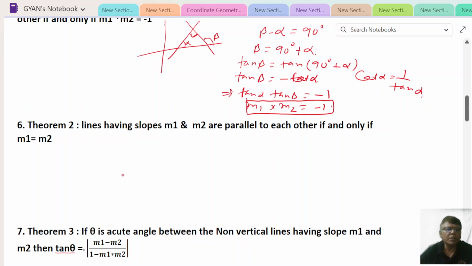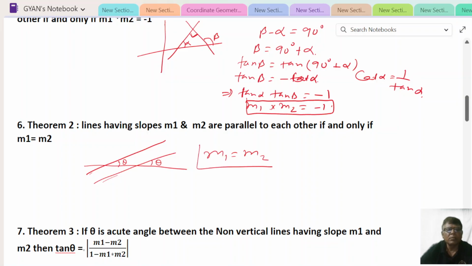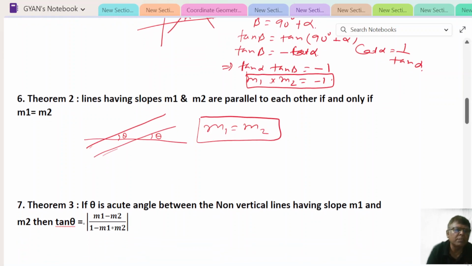If two lines are parallel to each other, then this angle and this angle will be equal, because the lines are parallel. So slope M1 is equal to M2. So if the slopes of two lines are equal, then the two lines are parallel to each other. Now come to theorem 3.